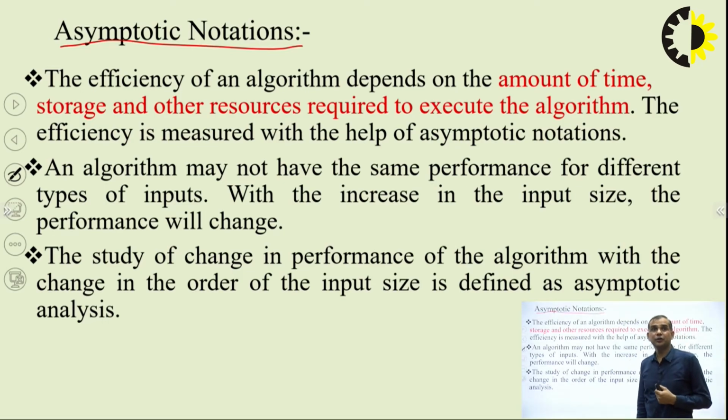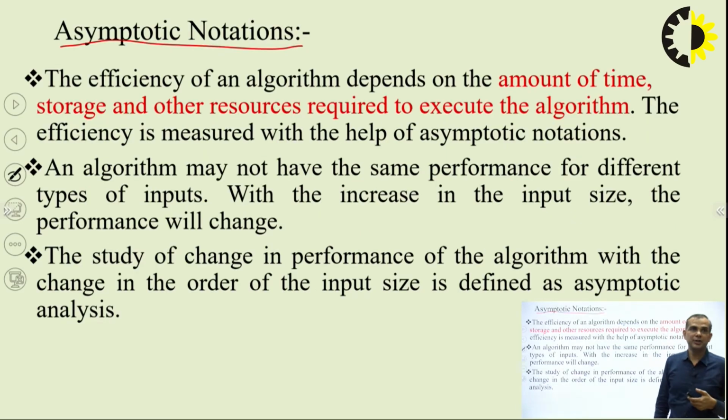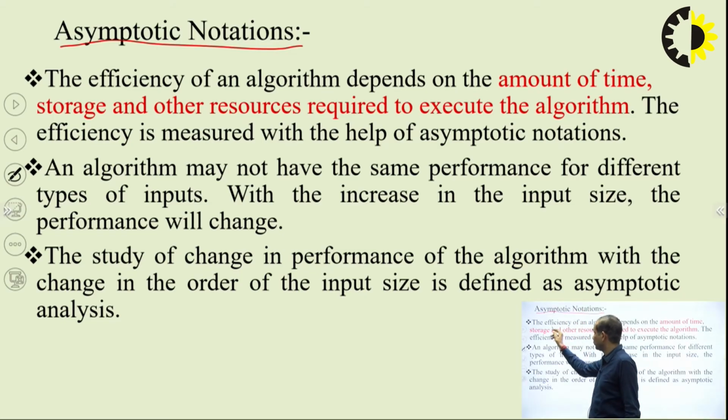What are asymptotic notations? Asymptotic notations are used to denote mathematical notations. The three cases we just discussed, I have to represent them in a mathematical way. So these are known as the asymptotic notations. Before this, a few points are there.